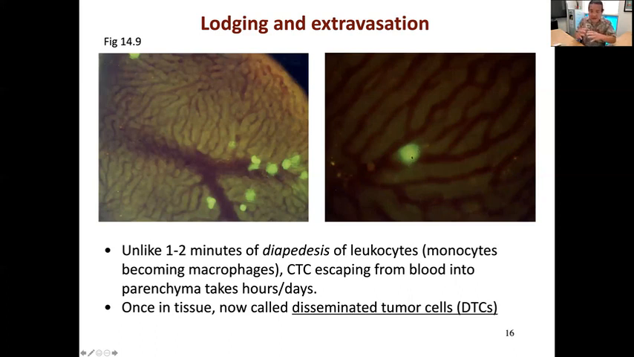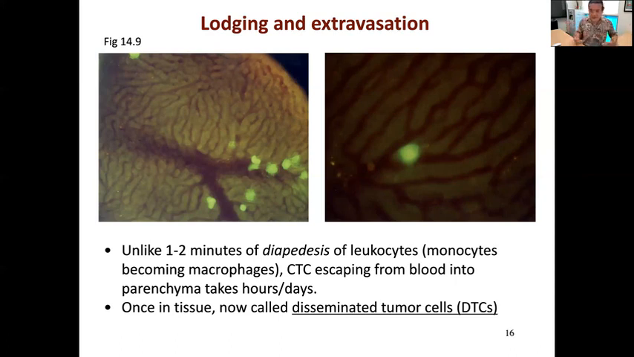This process of a cell in the blood squeezing its way out of the capillary into surrounding tissue is what we call diapedesis. This is normally what immune cells do. For example, monocytes that circulate in our blood, when they arrive at the site of a tissue infection, will undergo diapedesis to squeeze their way out into the surrounding tissue and become macrophages. Neutrophils also do this. Cells that are meant to do that, like certain immune cells, can do diapedesis in just 1 or 2 minutes, because that's what they know how to do. That's what they're designed to do.